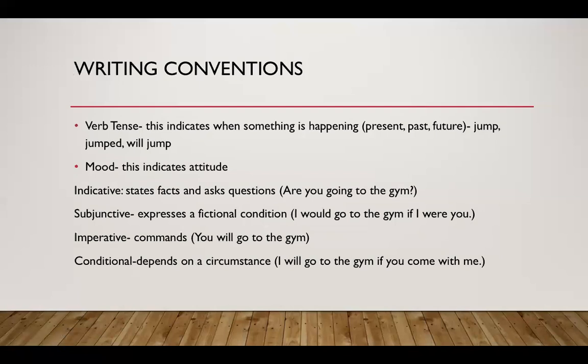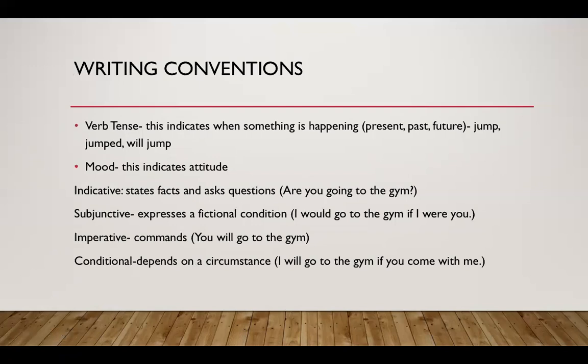The indicative states facts and asks questions. Are you going to the gym? The subjunctive expresses a fictional condition. I would go to the gym if I were you. Imperative is like a command. Go to the gym, or you will go to the gym. You're making a command on somebody. That's the imperative.